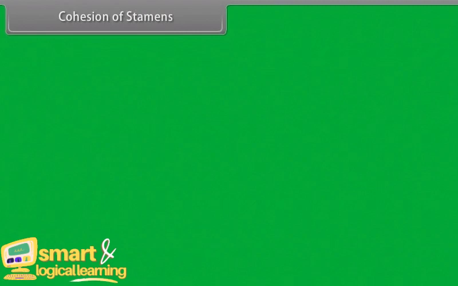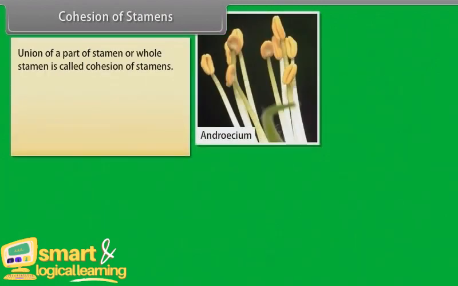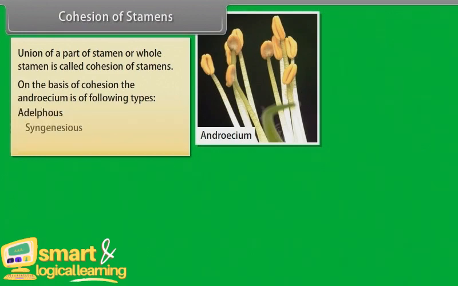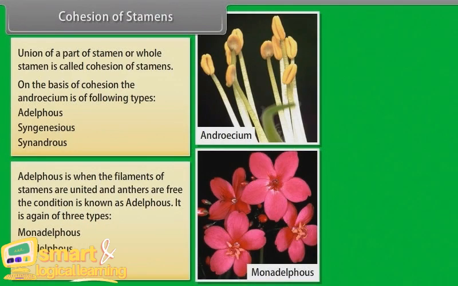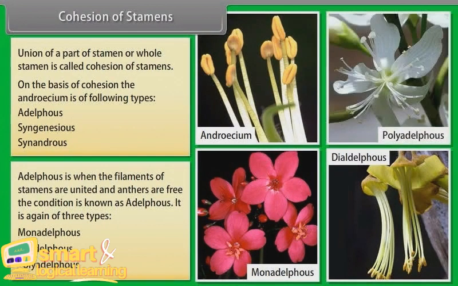Cohesion of stamens. Union of a part of a stamen or the whole stamen is called cohesion of stamens. On the basis of cohesion, the androecium is of the following types: adelphous, syngenesious, and synandrous. Adelphous is when the filaments of stamens are united and anthers are free. It is again of 3 types: monadelphous, didelphous, and polyadelphous.